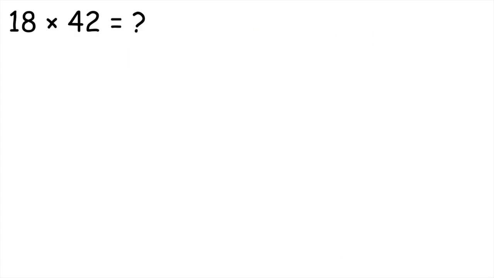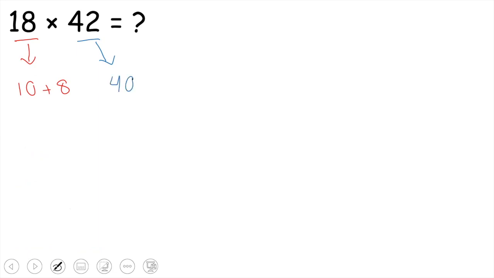When using area model, we want to look at the numbers and break them up by place value. So for 18, we have the 1 in the tens column and the 8 in the ones column. When we add them together, they're 18. And then for 42, we have the 4 in the tens column to be 40 and the 2 in the ones column to be 2. And when we add that together, we'd have 42.